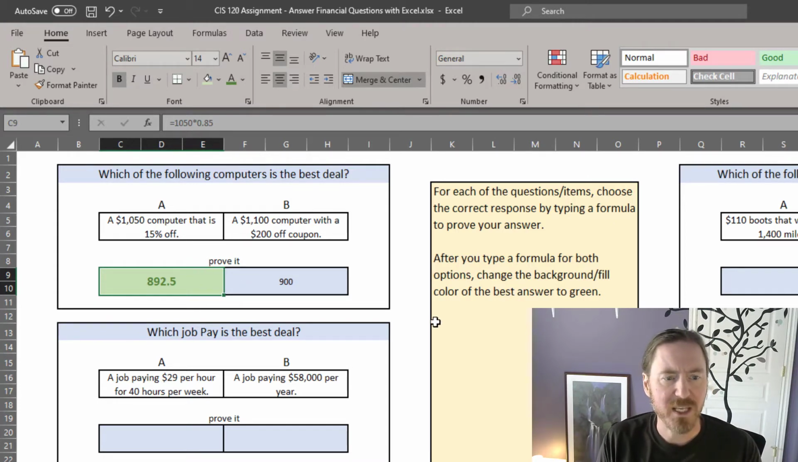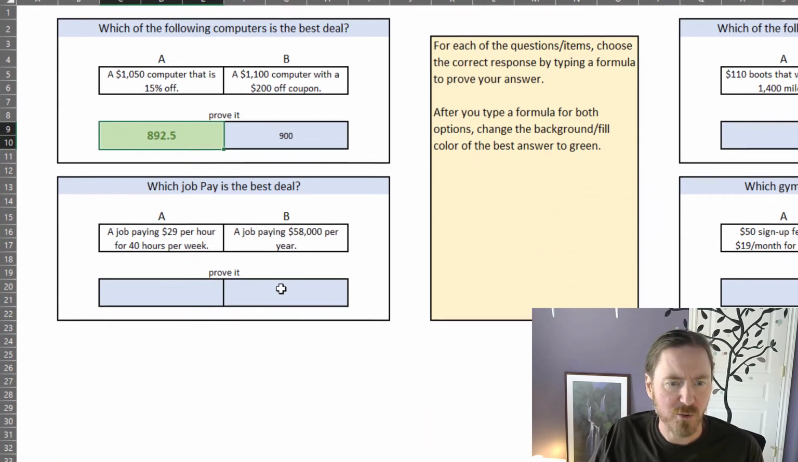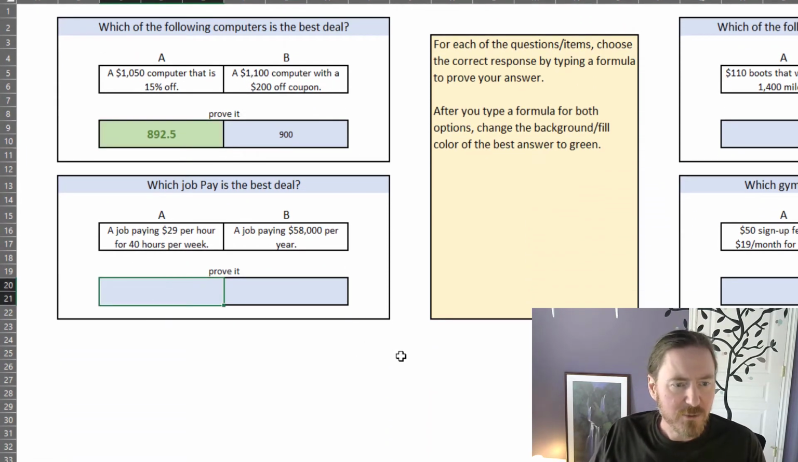Okay, which job pay is the best deal? A job paying $29 per hour for 40 hours per week, or a job paying 58 grand per year? All right, well, let's figure this out. Let's put it in common terms, of course.